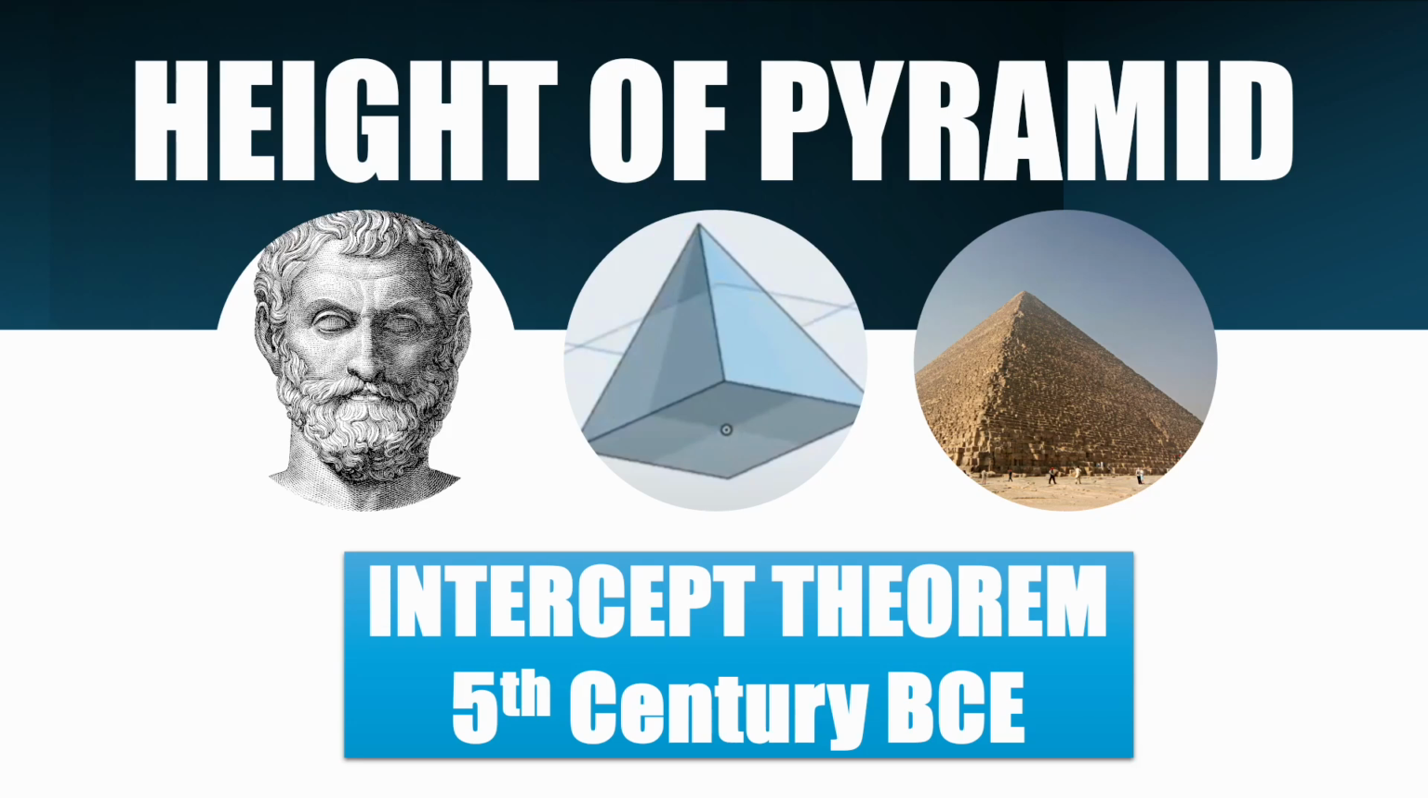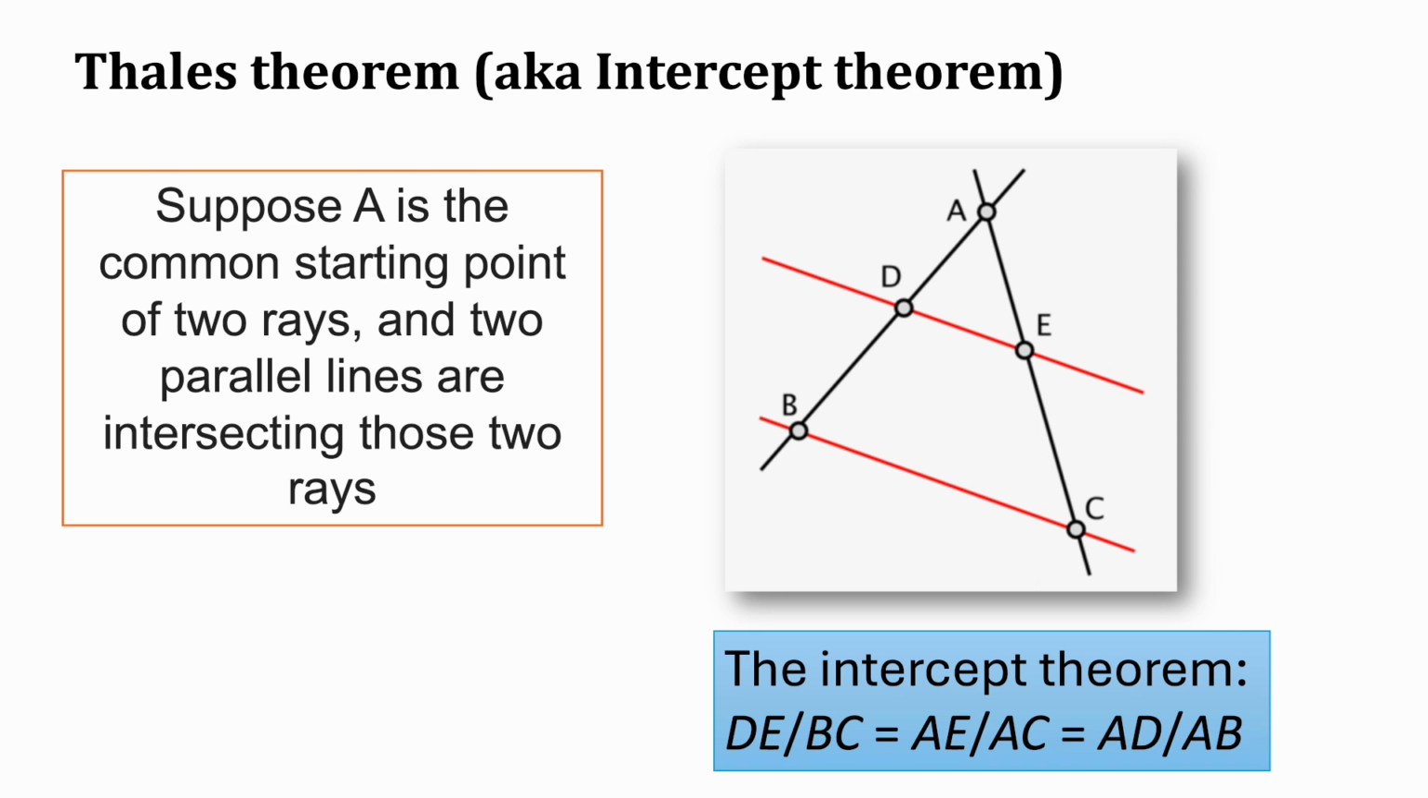Hello, in this video we shall see how the height of the pyramid was measured purely with the help of geometry in the 5th century BCE. The first thing to understand is Thales' theorem, attributed to Thales.